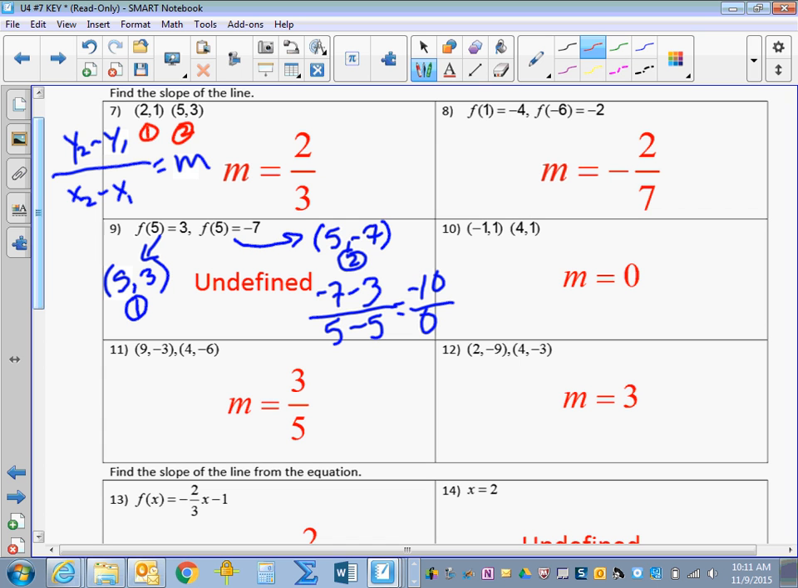My y value of the second point is 3, and my y value of the first point is 1. So 3 minus 1. And the x value of my second point is 5, minus the x value of my first point, which is 2. So 3 minus 1 is 2, 5 minus 2 is 3.